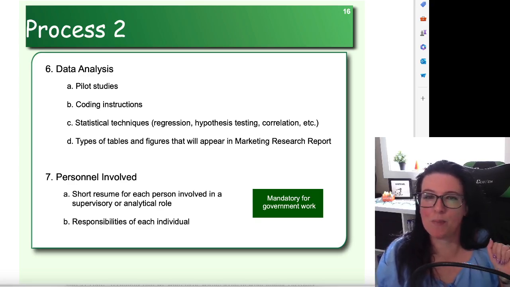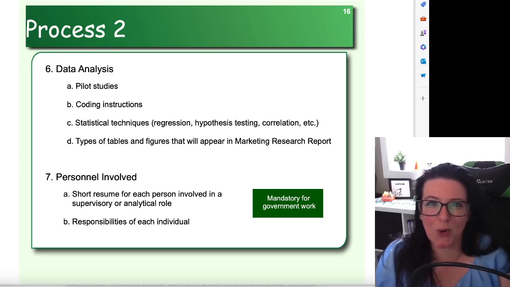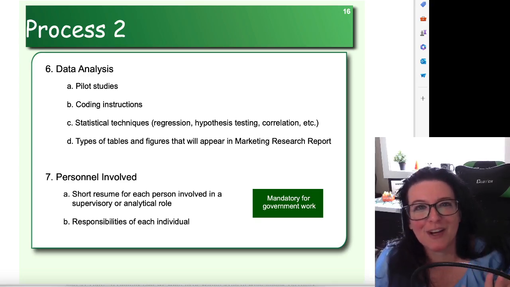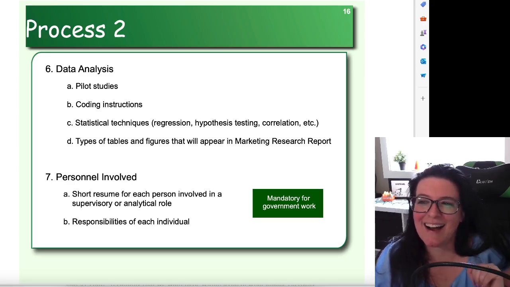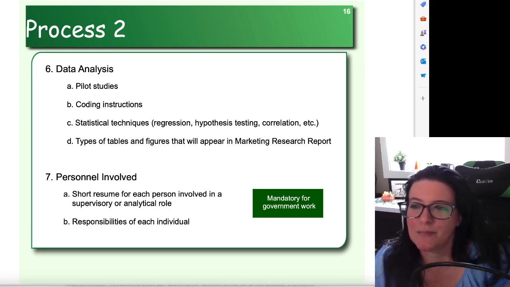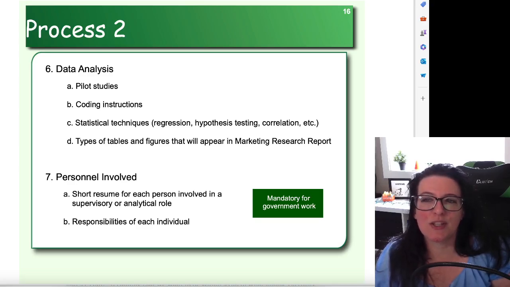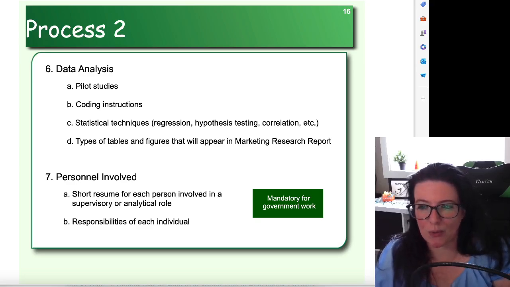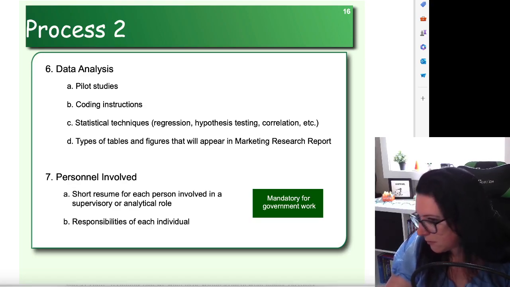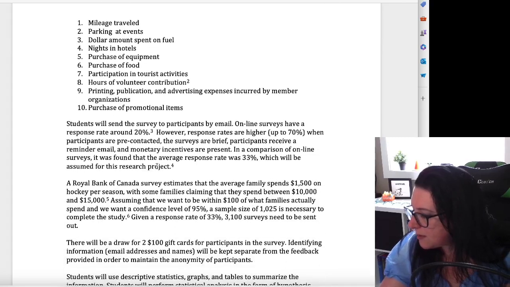Now, at this point in time, you probably have no idea what coding or regression, hypothesis, correlation are. We're going to have videos on all of those so that you can practice those techniques and practice coding so that we work through the entire research project. You might include in this section some examples of the type of tables and figures that would appear in your final report. So in the example here, I'm going to find my cursor. Let me go to the Word document. Okay.